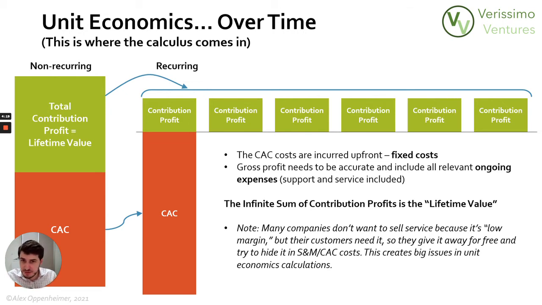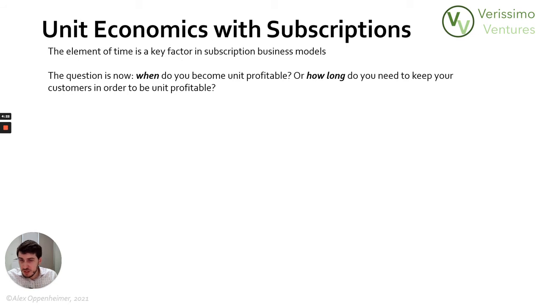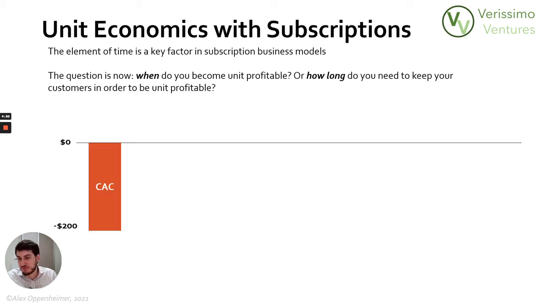So to illustrate this a little bit more, time is really an important factor. And one of the best ways to ask this unit profitability question for a SaaS company is, when do you become unit profitable, or how long do you need to keep your customers in order to be unit profitable? This is another way of asking the CAC payback question. And you can ask CAC payback on a historical basis or on a forward-looking basis. And that's why it's probably my favorite SaaS unit economics metric.